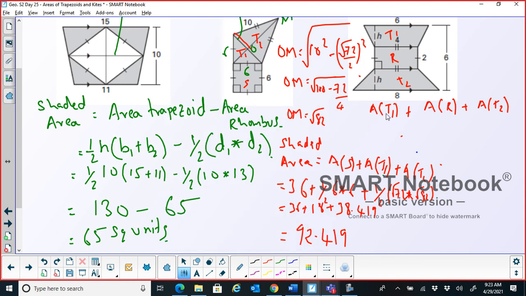Area of trapezoid 1, okay, but for this we need to know this particular height. This is 2 and this is 6, and these are h and h, both are congruent. So this should be 2h plus 2 equals 6, and if I solve, I will get h equals 2. If I simplify, 6 minus 2 is 4, and 4 divided by 2 is 2. Okay, h is 2.